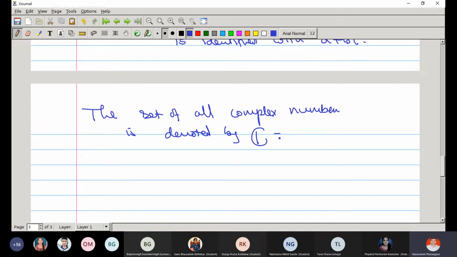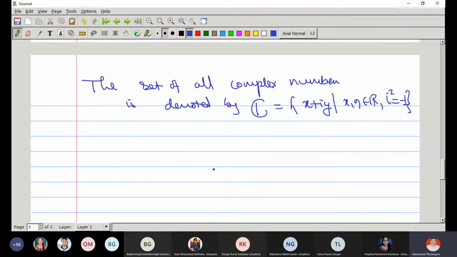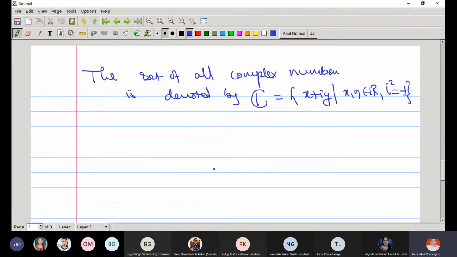And what is this set? x plus iy, where x and y are real numbers and i square is -1. This is a property of i. This is a set of complex numbers. Now, when we say that it is a set, what are the properties? How to multiply, how to add?